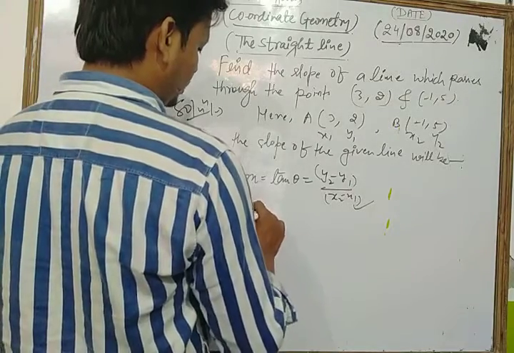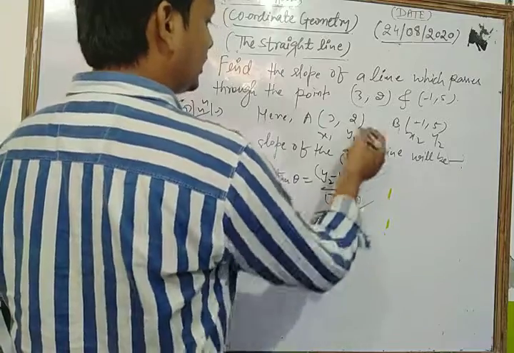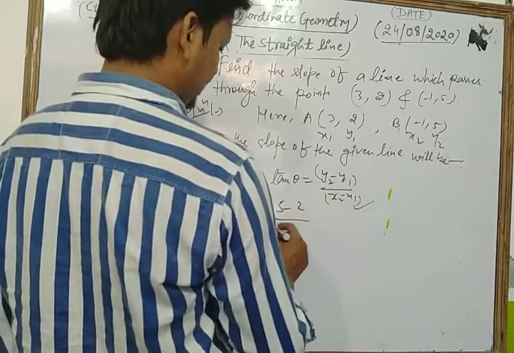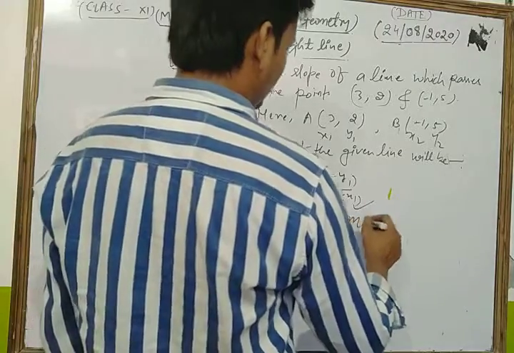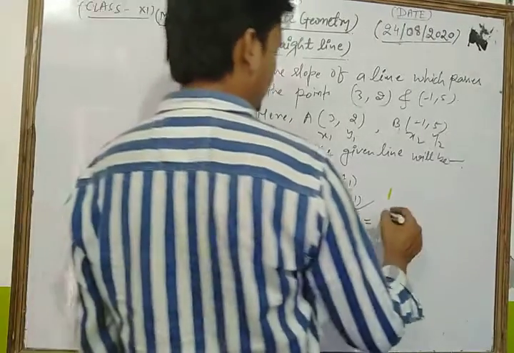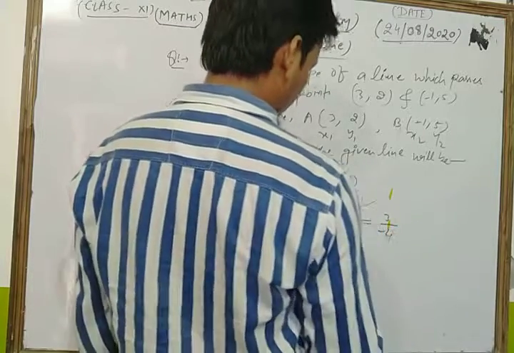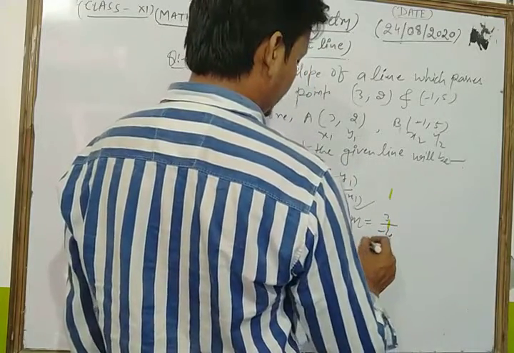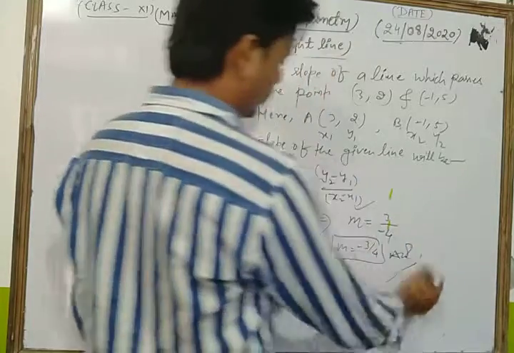So m is equal to y2 minus y1. y2 is 5, minus y1 is 2, upon x2 is minus 1, minus x1 is 3. So m is equal to 5 minus 2, which is 3, upon minus 1 minus 3, which is minus 4. So the slope of the given line is equal to minus 3 by 4. This is our answer.